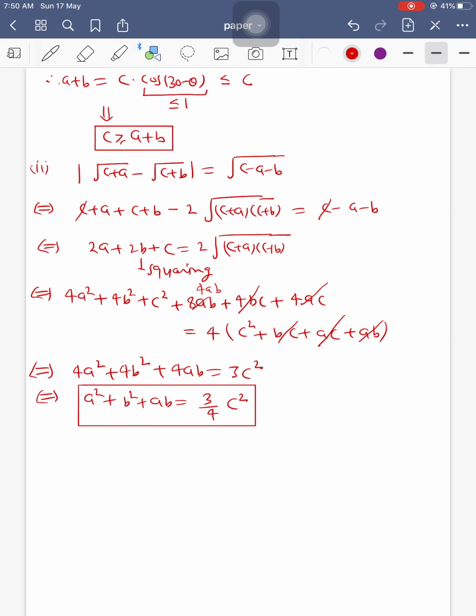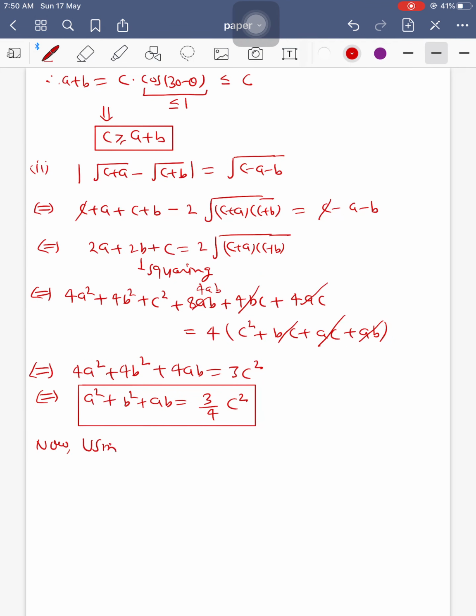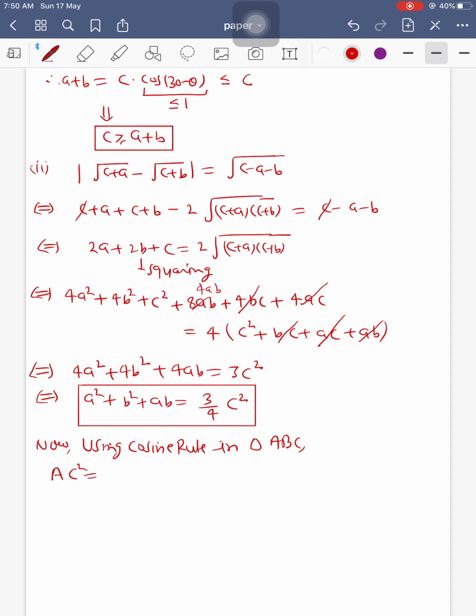Now using cosine rule, in triangle ABC, AC square equals to A square plus B square minus 2AB cos 120 degree. This is equal to A square plus B square plus AB.